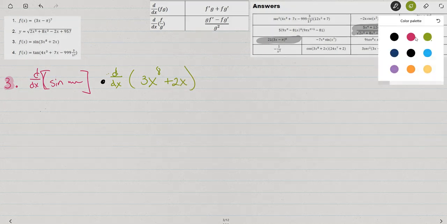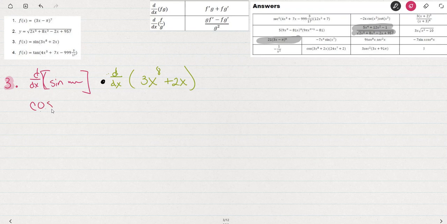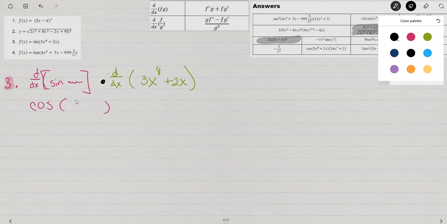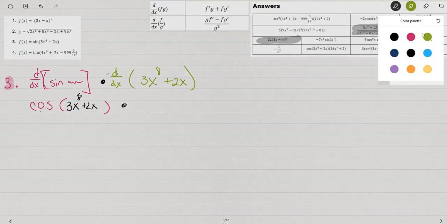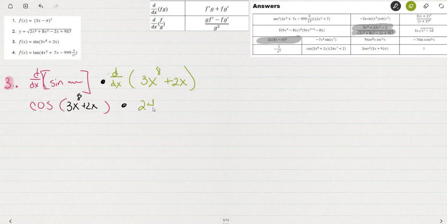Derivative of sine is cosine. So we're going to have the cosine of this whatever. The whatever is the 3x to the 8th plus 2x. And I'm going to multiply that times the derivative of 3x to the 8th plus 2x. 3 times 8 is 24, x to the 7 plus 2. Do you see the important symbols I've left off? Because this isn't quite right. I want to ensure that I'm multiplying that cosine times this whole thing.